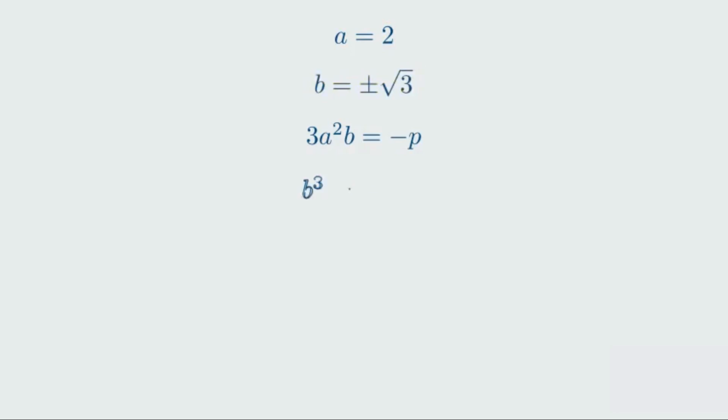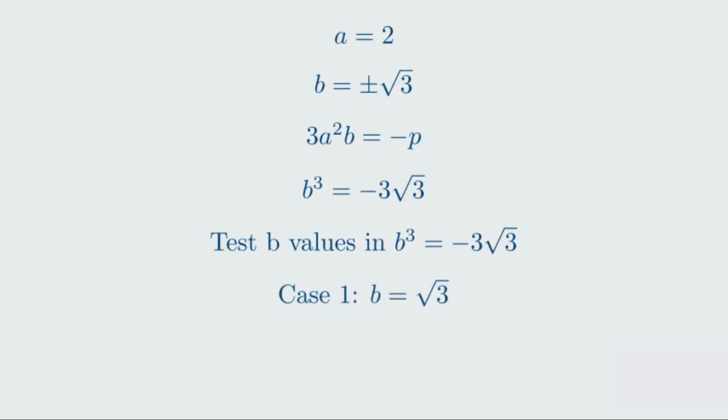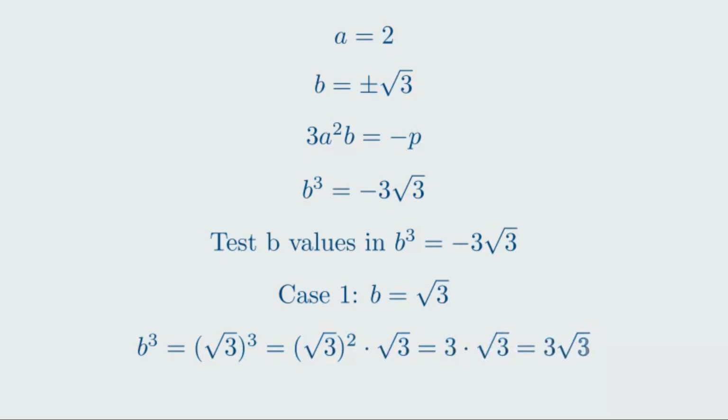We must go back to our earlier equation. b cubed equals negative 3 square root of 3. Let's test both possibilities for b with this equation. Case 1. Let's assume b equals the positive square root of 3. Then b cubed is the square root of 3 cubed. This is the square root of 3 times the square root of 3, which is 3 times another square root of 3, which gives us 3 square root of 3. But our equation is b cubed equals negative 3 square root of 3. Since 3 square root of 3 does not equal negative 3 square root of 3, we know that b cannot be positive square root of 3. This possibility is incorrect.